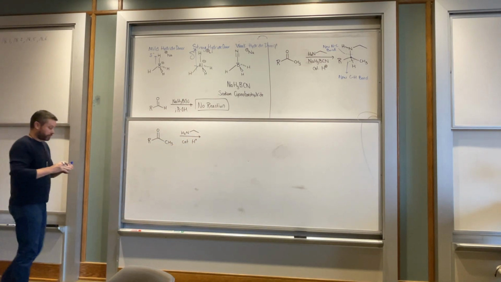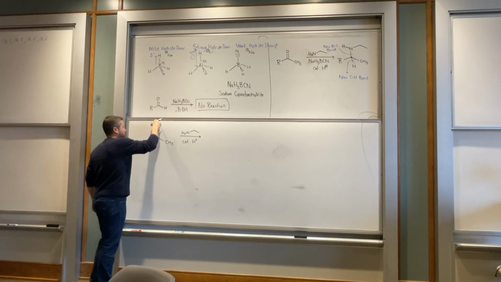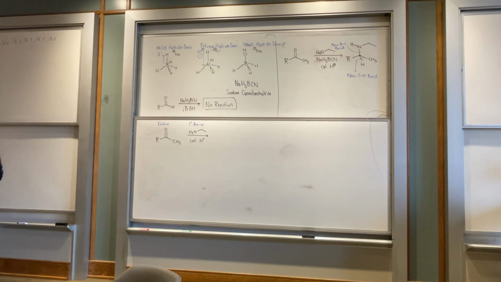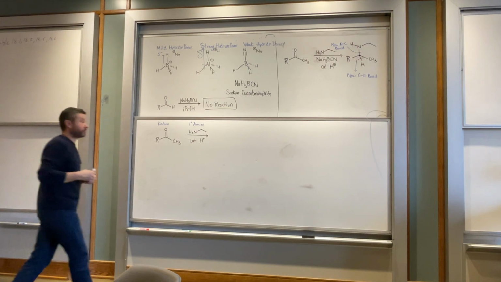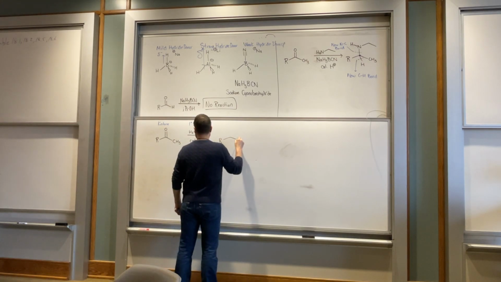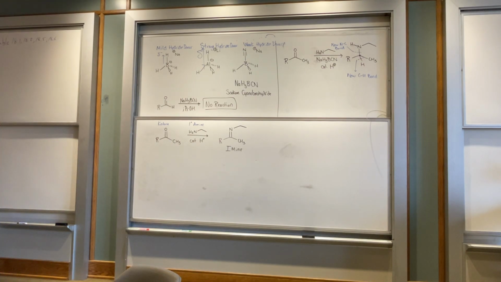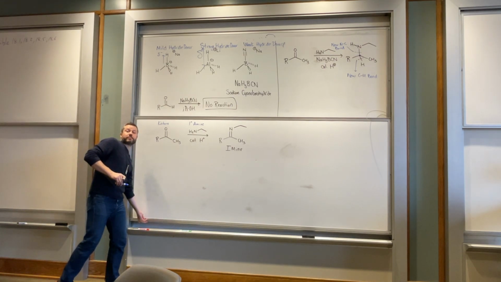So if I take these two functional groups, a ketone and a primary amine, and I mix those together under acidic conditions, what's going to happen? What will form? An imine. Good. It's an imine that forms in this reaction. Addition of a primary amine to a ketone forms an imine. Addition of a secondary amine to a ketone forms an iminium.